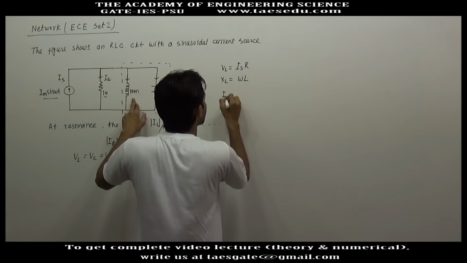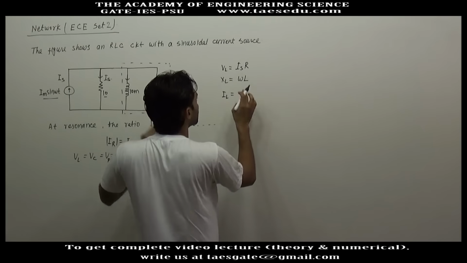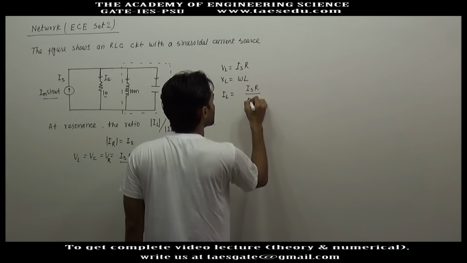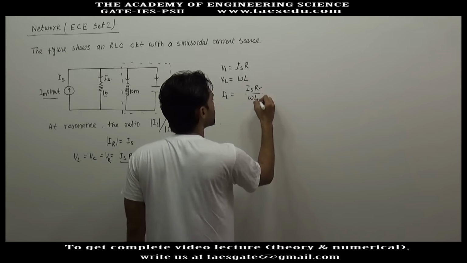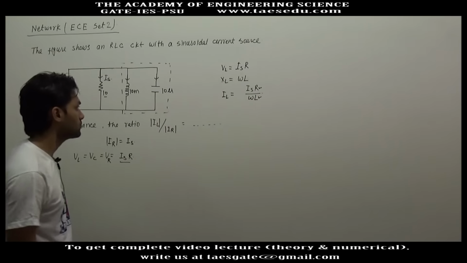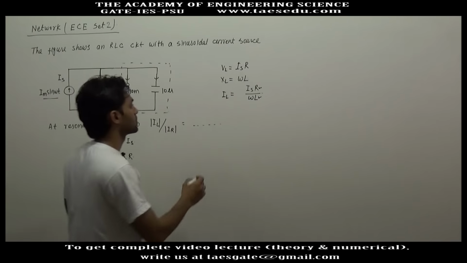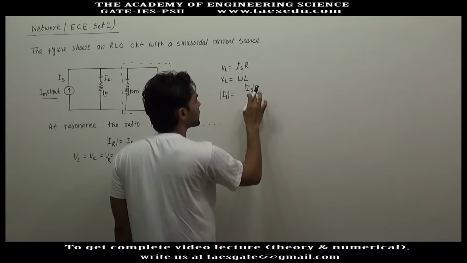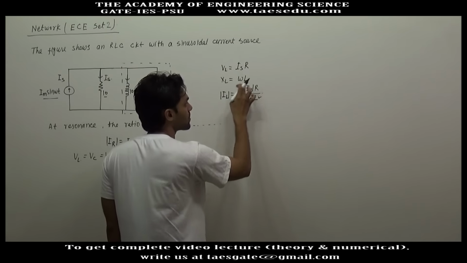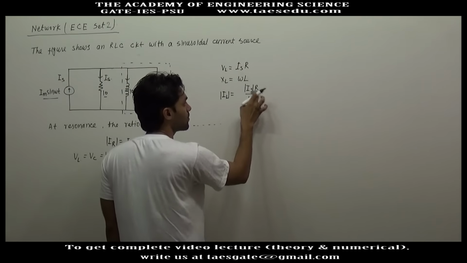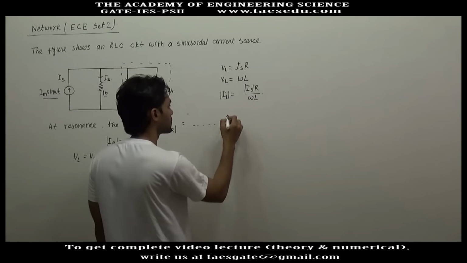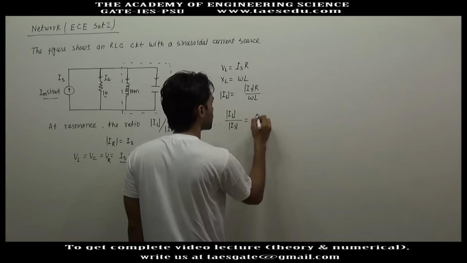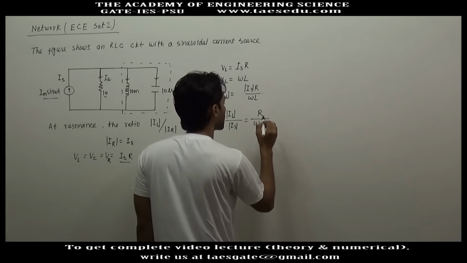So the magnitude of inductor current will be VL divided by XL, which is Is R divided by omega L. R is known, L is known. The magnitude of IL will be the magnitude of voltage divided by the magnitude of impedance. So the magnitude of IL divided by the magnitude of Is will be R divided by omega L.